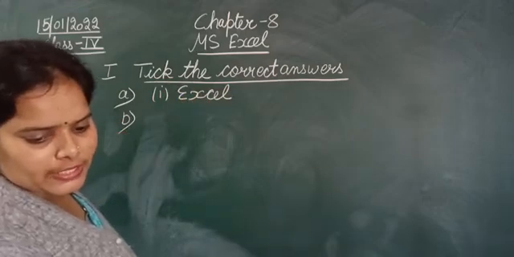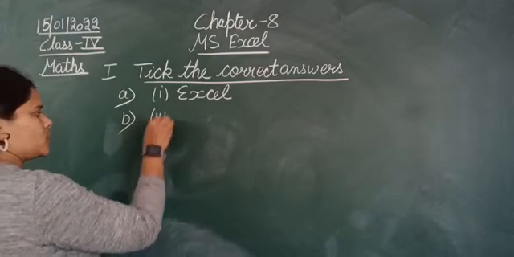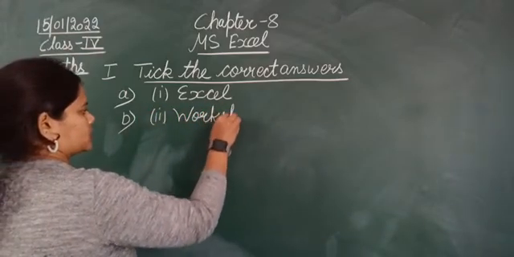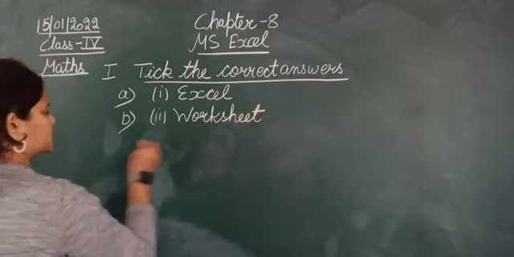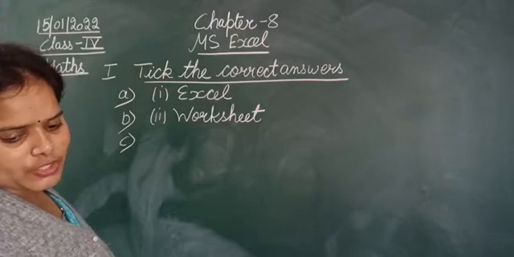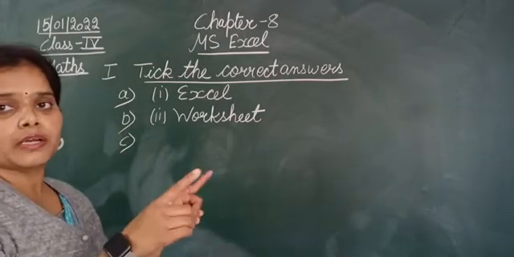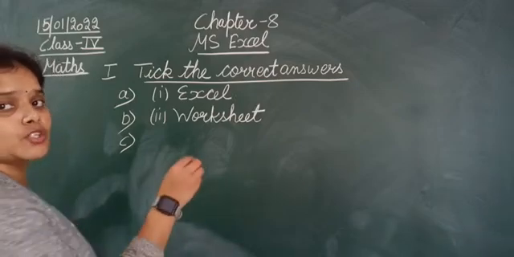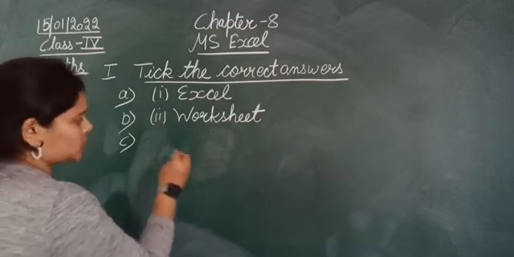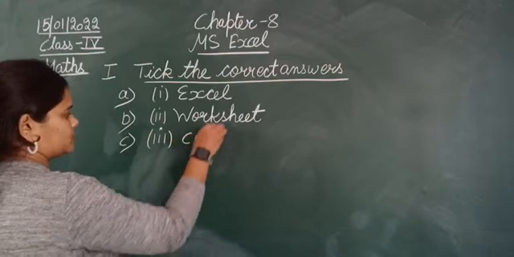Moving to the B1. The collection of rows and columns is called worksheet. We call it a worksheet. Moving next to the C1. The intersection of row and column is known as cell. Where the rows and columns intersect with each other, that is known as a cell. That is option number 3.